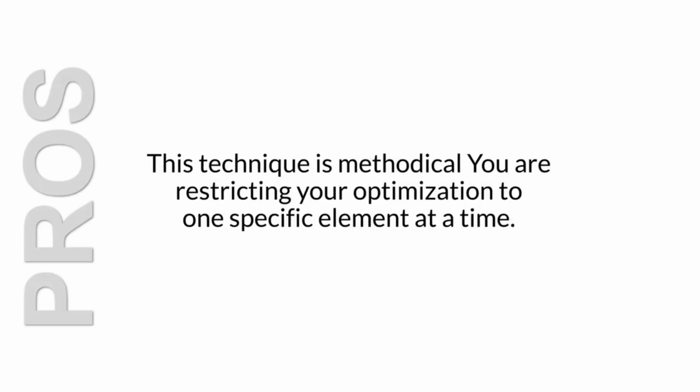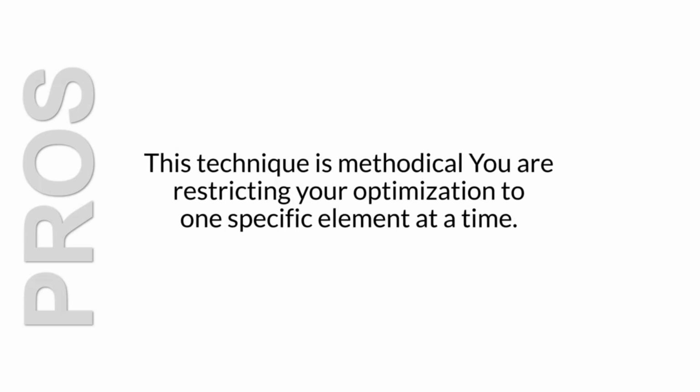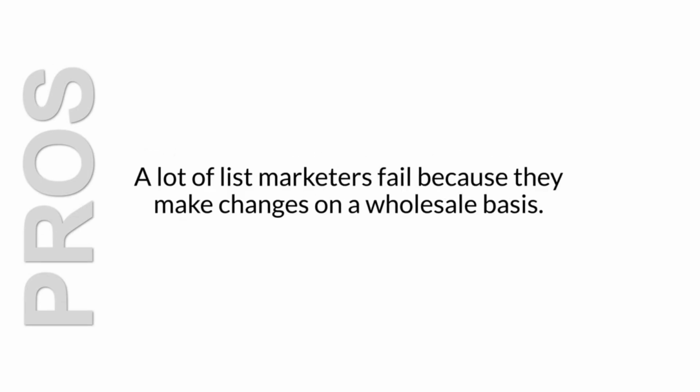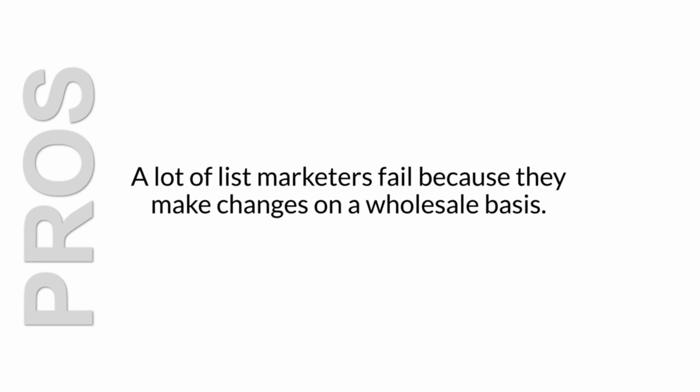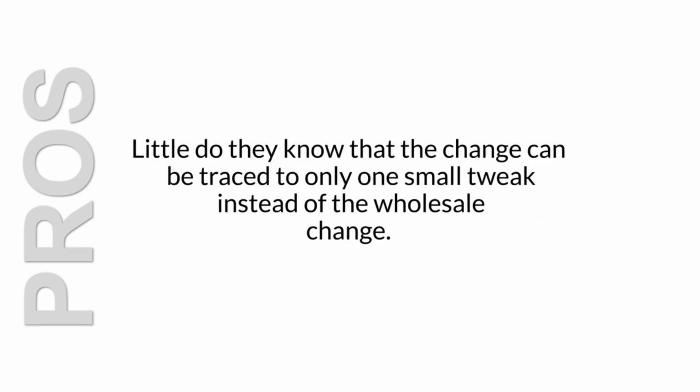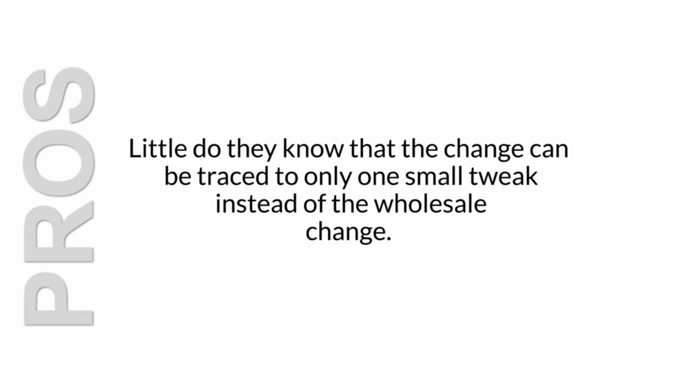Advantages. This technique is methodical because you're not just coming up with wholesale changes across the board. Instead, you're restricting your optimization to one specific element at a time. This removes all sorts of guesswork. A lot of list marketers fail because they make changes on a wholesale basis. They notice that their original email package is not getting any results, so they come up with a completely new package and then they get results. Little do they know that the change can be traced to only one small tweak instead of the wholesale change. But the problem is, they're clueless about this.